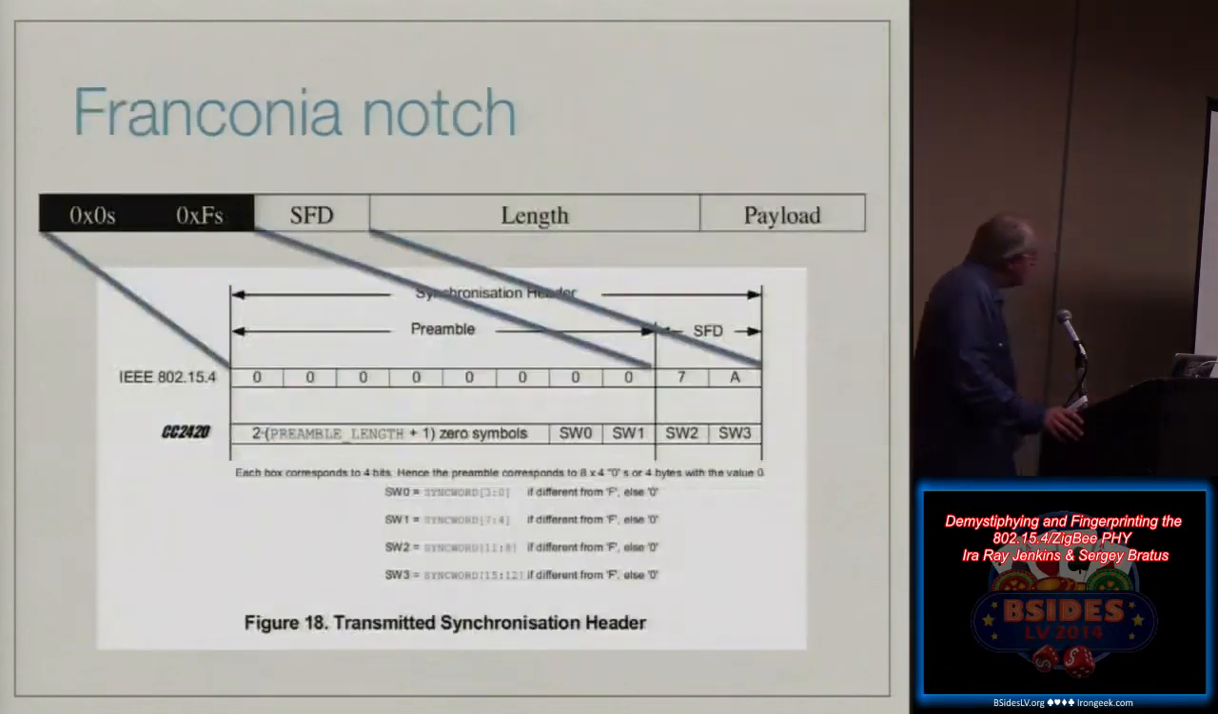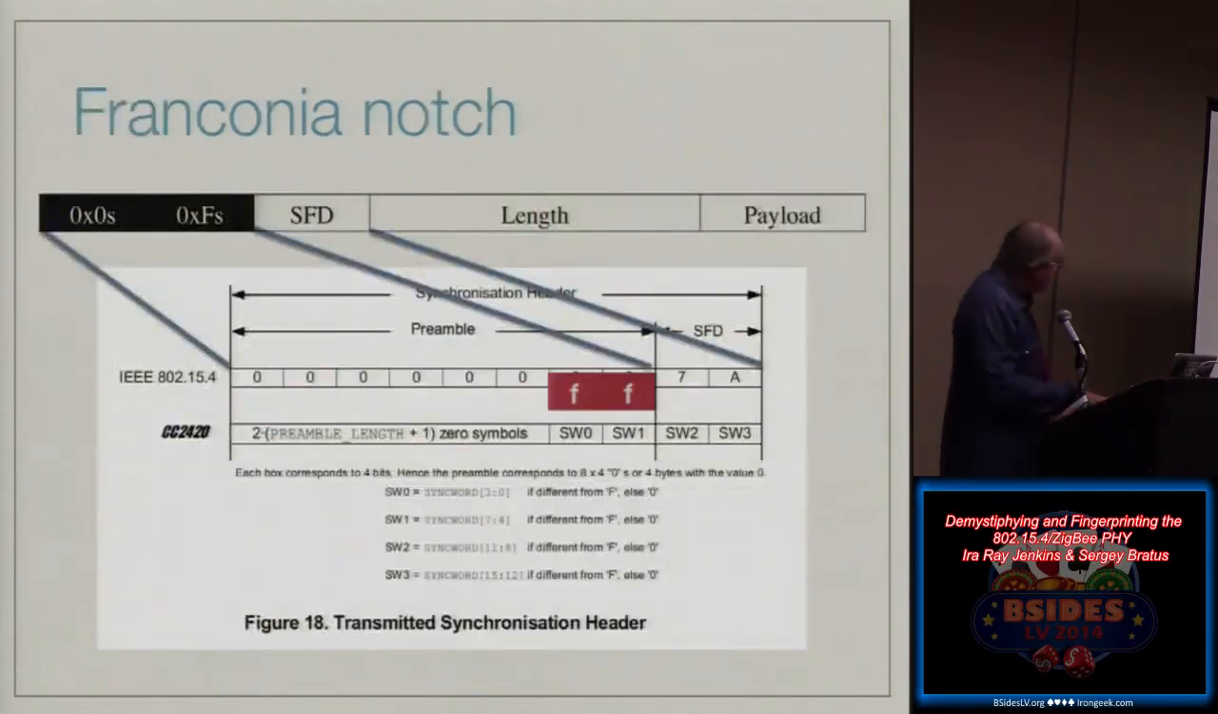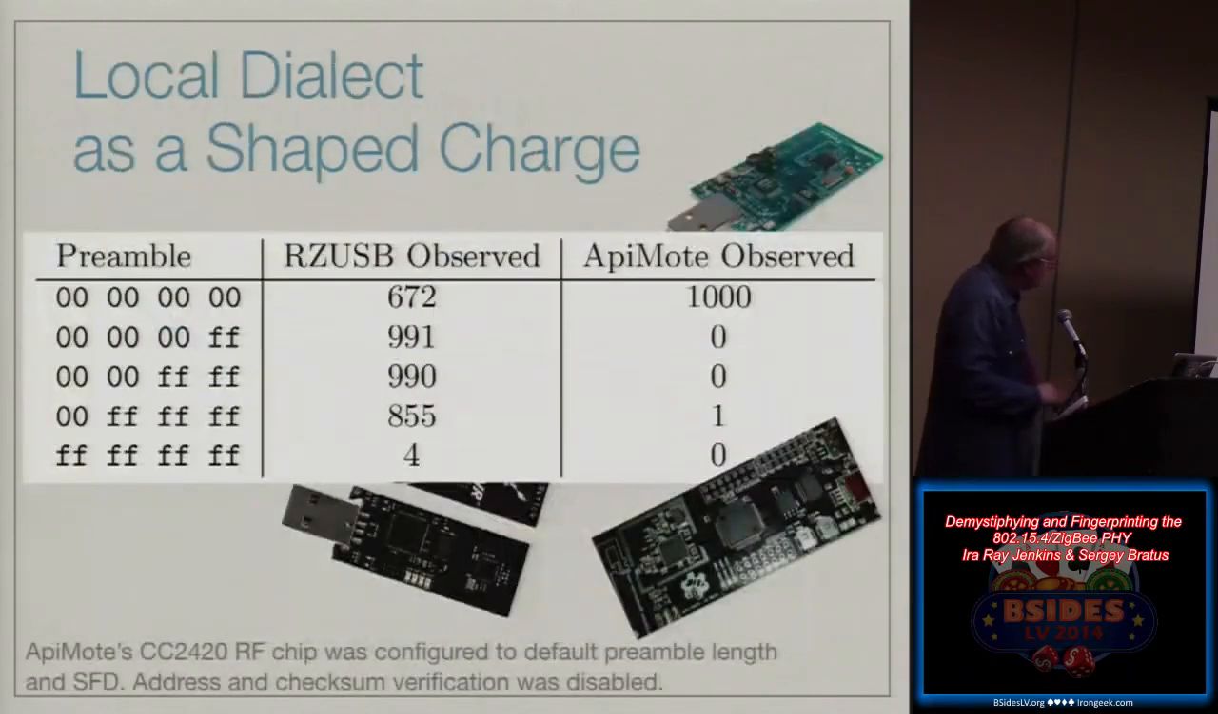So here is the Franconia Notch in detail, right? So you start replacing the preamble with your Fs. And you start sending those frames. And what do you see? The Atmel chip on the RZ USB will get them all. The chipcon chip will not, except for a weird fluke, that one in the second column.